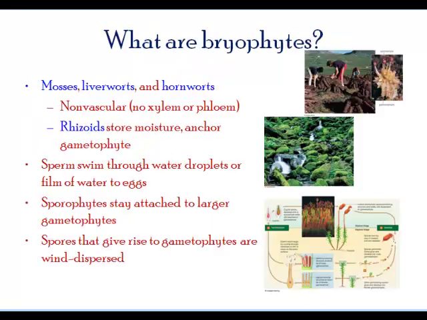Slide, let's look at the next section, which is the bryophytes. So now let's look at bryophytes and see what they are. Bryophytes are also called the non-vascular plants. Why are they non-vascular? Because they do not have the xylem and phloem tissue, as I mentioned earlier. So they are the non-vascular plants. These are the mosses, the liverworts, and the hornworts.